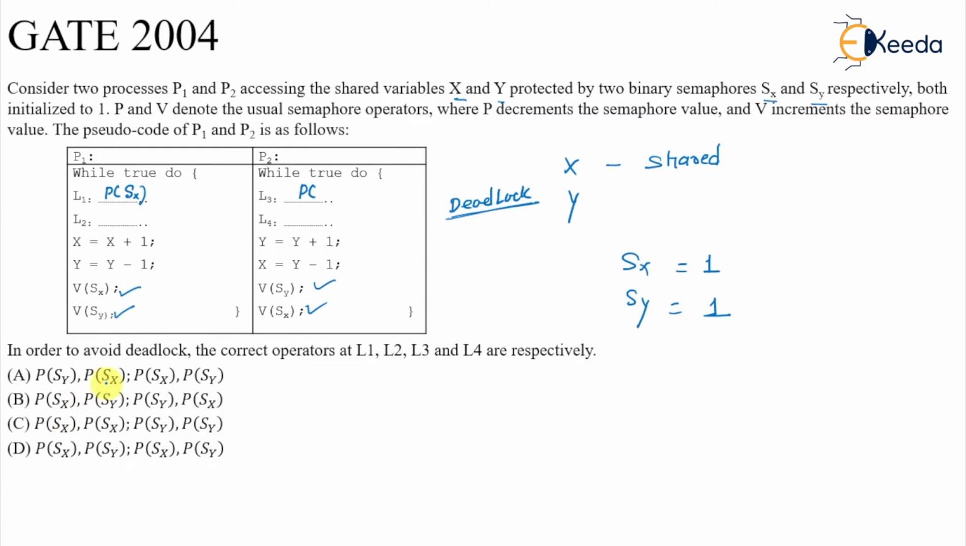Sounds good? PSX. Now if it is one, then either this will be successful or this will be successful. One of them will be successful; both will not be successful simultaneously. Correct? So now if this one or this one is successful, one of them, then it will execute Py over here, Sy, PSY.